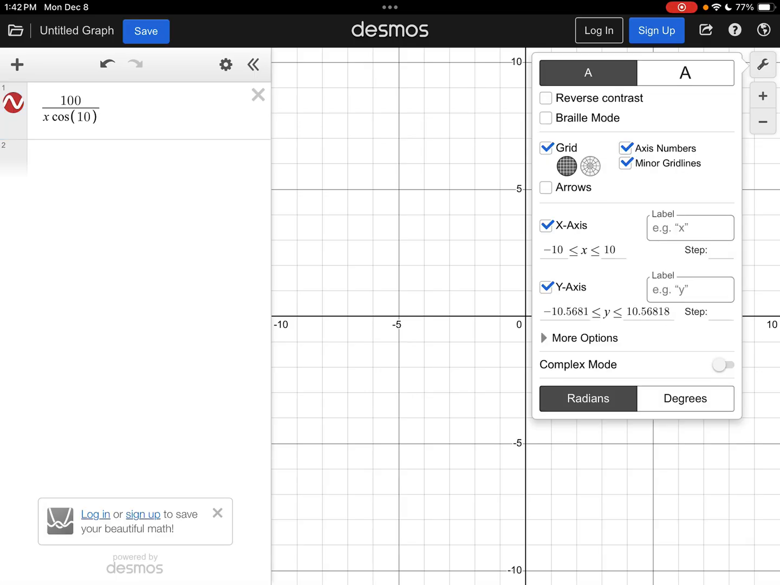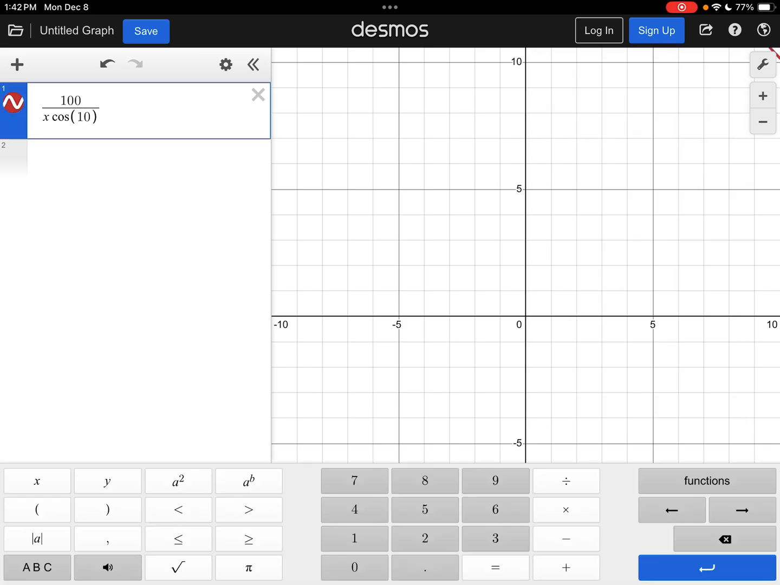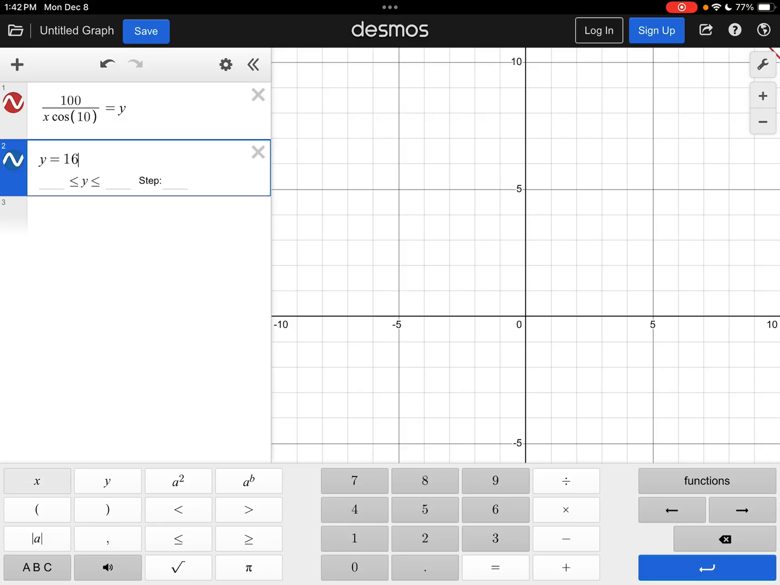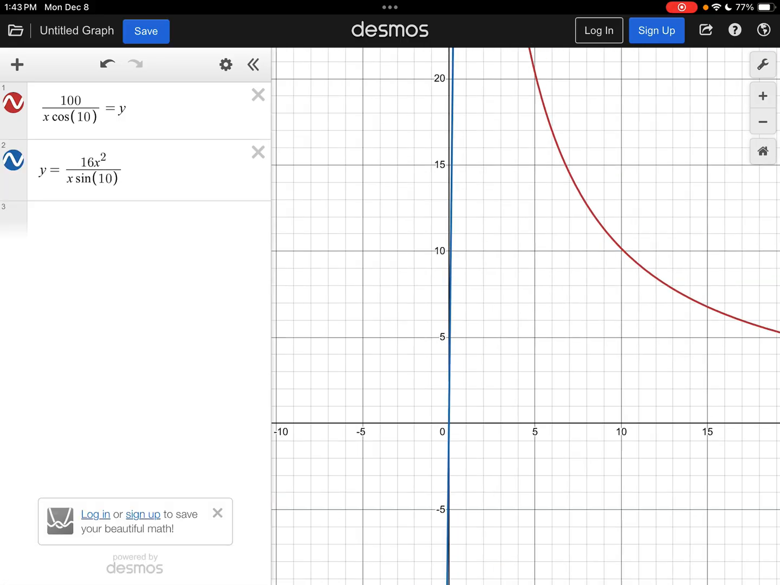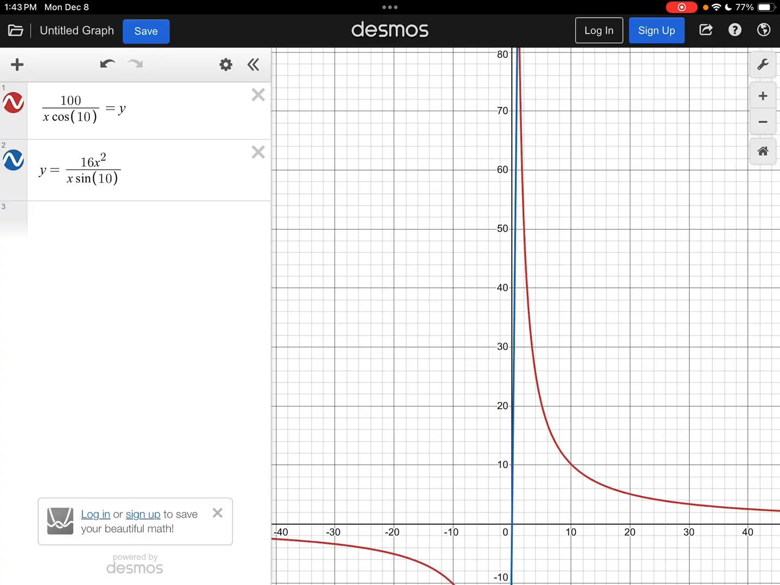And we need to be in degrees. Try to do the shortcut. It's very annoying. Oops. Squared x sine 10. Okay, so where are they intersecting each other?